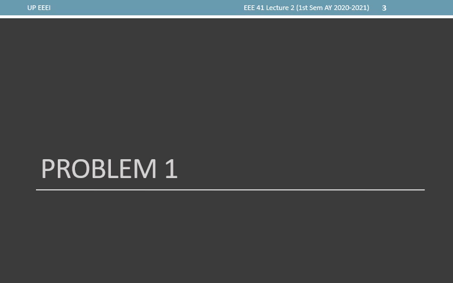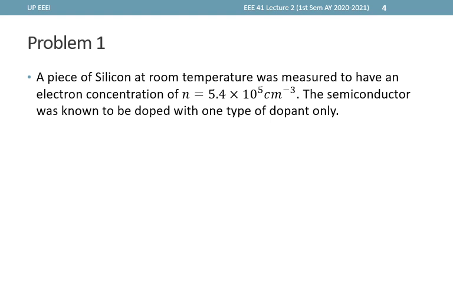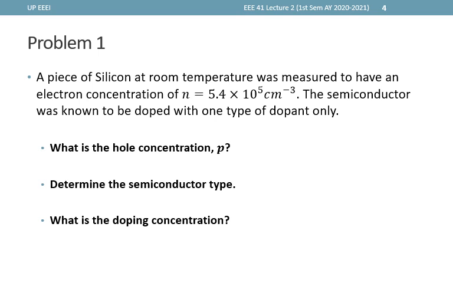Let's start with problem 1. For problem 1, we are given that a piece of silicon at room temperature was measured to have an electron concentration of n equal to 5.4 times 10 to the 5 per cubic centimeter. And the semiconductor was known to be doped with one type of dopant only. The questions are: what is the hole concentration p for the material? We'll also have to determine the semiconductor type and calculate the doping concentration.